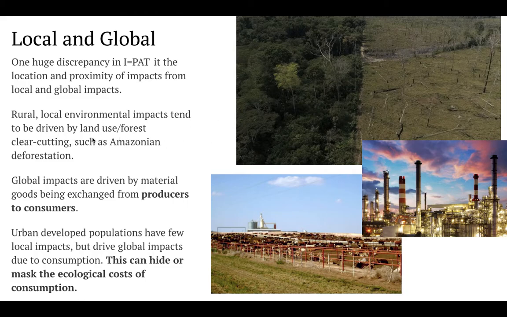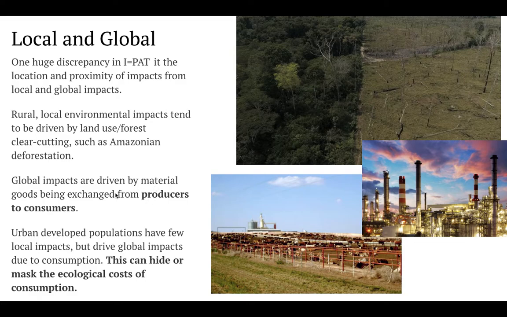In Vermont, our local impacts tend to be farming, clear cutting forests, and then water quality issues related to those two main sources of resource use. Global impacts are often driven by material goods being exchanged from producers to consumers. So you go to the store and you buy a new iPhone. You go to the store and you buy some orange juice from Florida. You go to the hardware store and buy some timber from Canada.